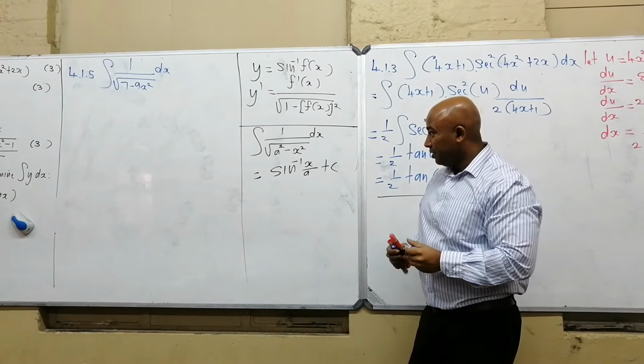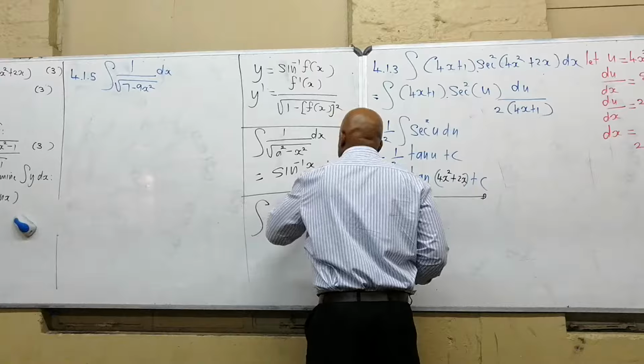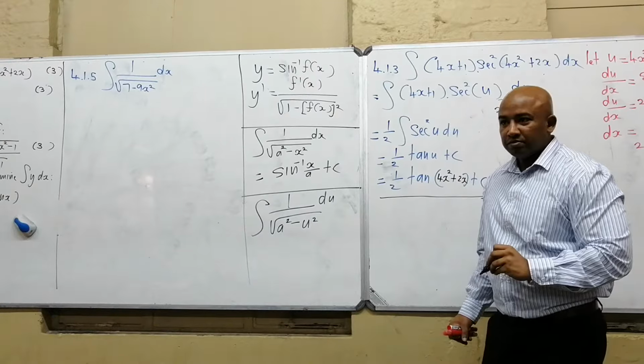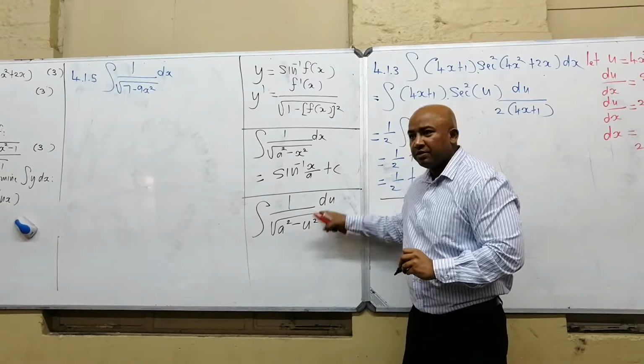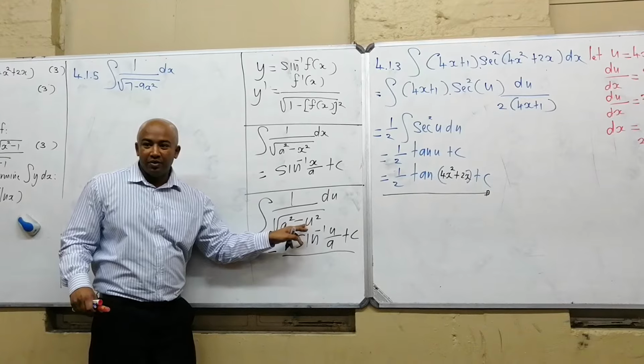So what we need to do is, now remember, I can change this and write it as a squared minus u squared du. I can write it as a squared minus p squared dp. It doesn't make a difference. The fact is, I'm integrating with respect to u here. So the answer here will be inverse sine u over a. Instead of x over a, it's just that x is being replaced by u.